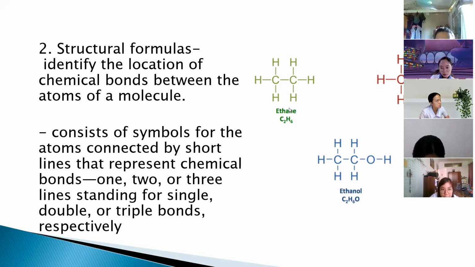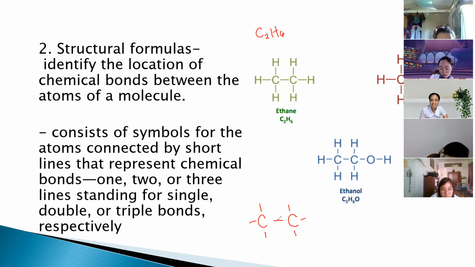Just like in the ethane class, supposedly, it's C2H6 when it comes to its molecular formula. But for the structural formula, you will really show the bonding. That carbon is bonded to another carbon, and remember, carbon can make 4 bonds because it has 4 valence electrons.